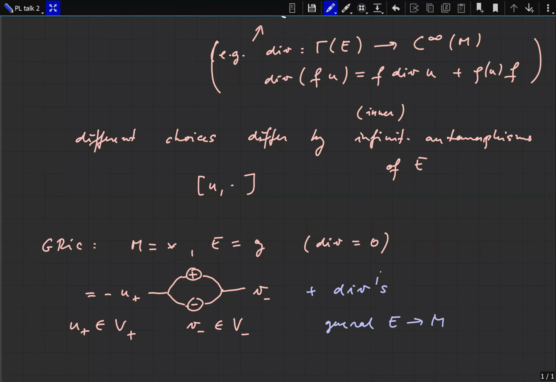Pavol, yeah. Do these different choices differ by infinitesimal automorphisms of E, which is nothing but the Lie algebroid, the Atiyah Lie algebroid? Does it mean something? Yeah, just probably what you said. Or you see, what's really happening?